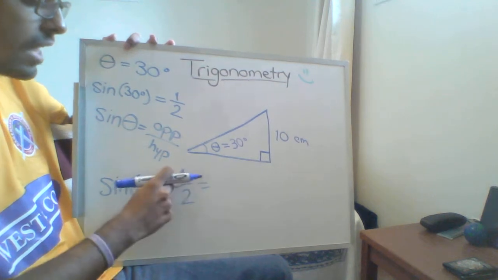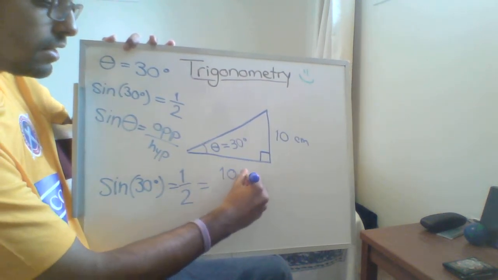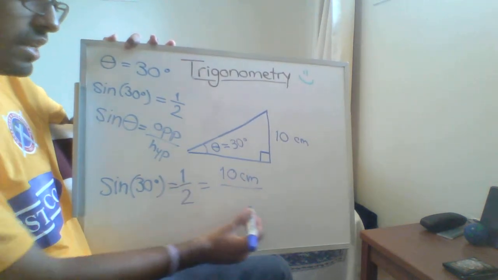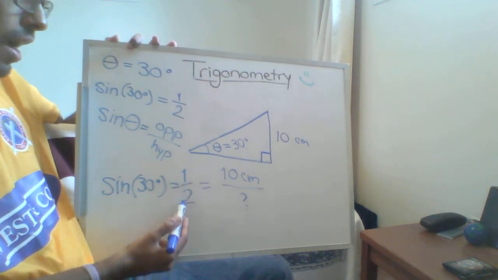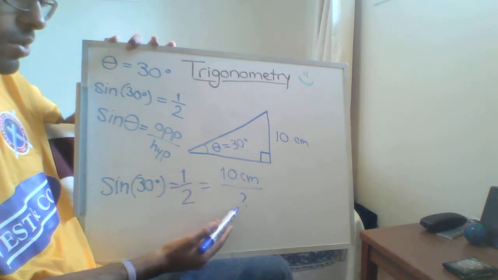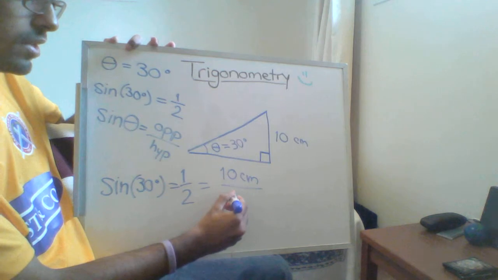Now we know the length of the opposite side is 10 centimeters, and we need to figure out the length of the hypotenuse. If you know that the hypotenuse is 2 times bigger than the opposite, then what number is 2 times bigger than 10 centimeters? 20 centimeters.